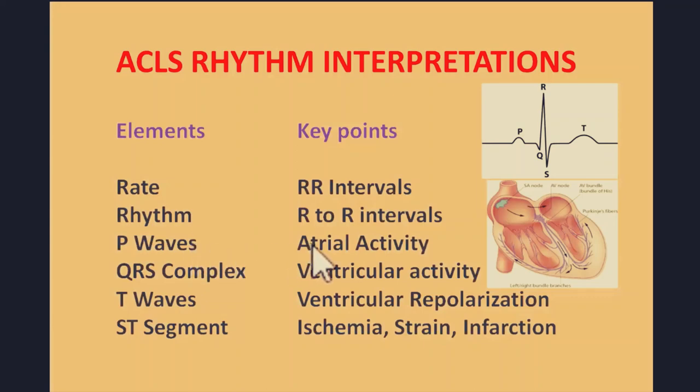We need to look at the atrial activity. Do we see atrial activity? What kind of atrial activity do we see? Similarly, how does the QRS complex look? Does it look narrow? Does it look wide? Does it look different? Then we go to the T waves and the ST segments. Of course, the T waves and the ST segments reflect more in relationship to ischemia, strain, or infarction, and we're going to look at some examples of those.